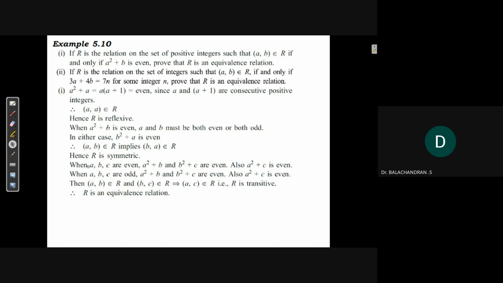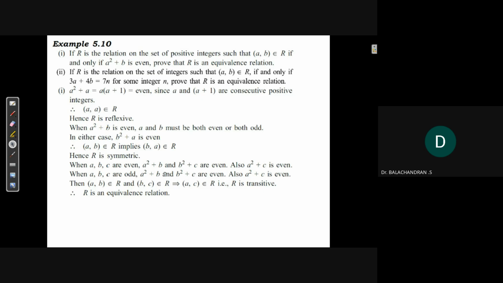All of them are even. All of them are what? Odd. If a, b, c are even, then a square plus b, that is a is related to b. This is b is related to c. So if a, b, c is even, now a square plus b is what? Even. b square plus c is what? That is also even. And hence a square plus c is also what? An even number.